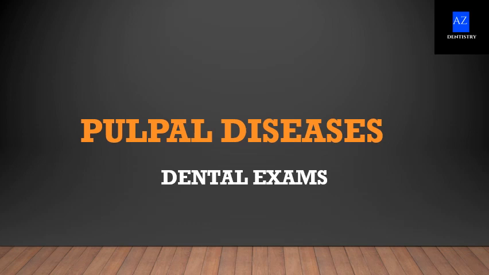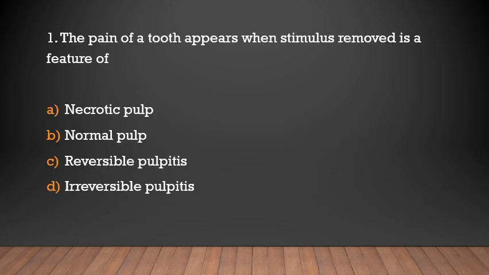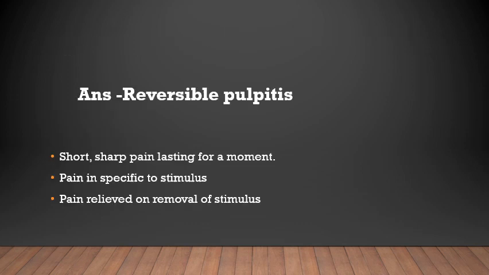This video focuses on important MCQs related to pulpal diseases. Pain of a tooth disappears when stimulus is removed is a feature of: necrotic pulp, normal pulp, reversible pulpitis, or irreversible pulpitis? Reversible pulpitis. Reversible pulpitis is characterized by short, sharp pain lasting for a moment, and the pain is specific to a stimulus and relieved on removal of the stimulus.